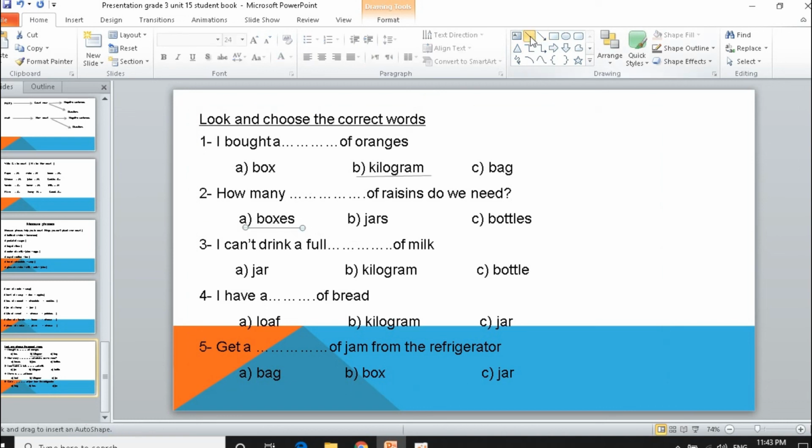Next, I can't drink a full bottle of milk. I have a loaf of bread. A loaf of bread. Next, get a jar of jam from the refrigerator. Jar of jam. Okay.